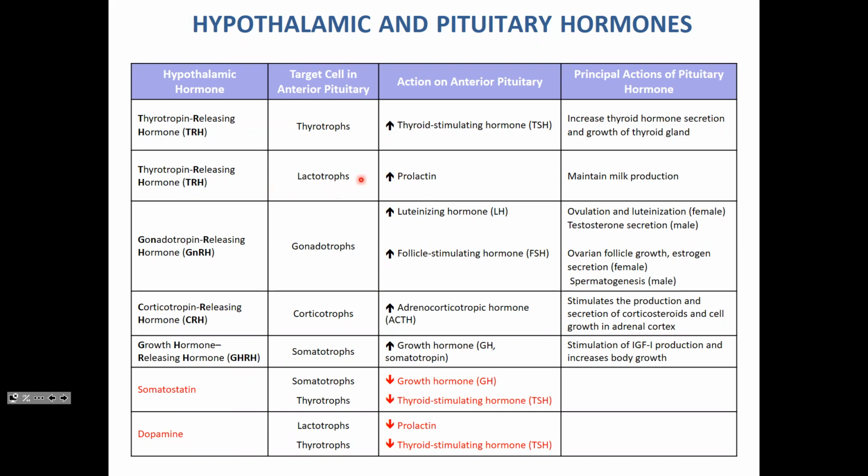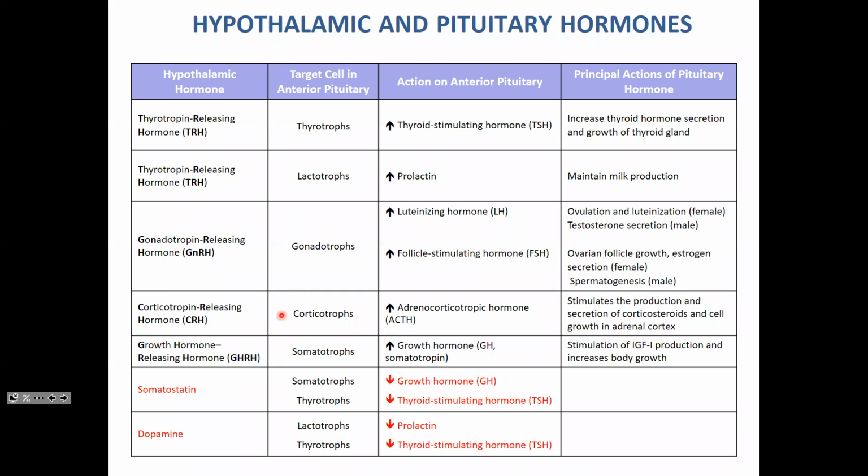Thyrotropin-releasing hormone also acts on lactotrophs. It's going to increase the secretion of prolactin. This is important for the production of milk. Gonadotropin-releasing hormone acts on gonadotropes. It's going to stimulate the secretion of luteinizing hormone or follicle-stimulating hormone. Luteinizing hormone is involved in stimulation of ovulation and luteinization in females, or testosterone secretion in males. Follicle-stimulating hormone is going to activate ovarian follicle growth and estrogen secretion in females, whereas it's going to stimulate spermatogenesis in males.